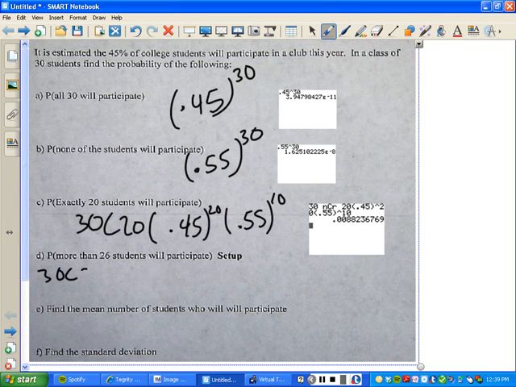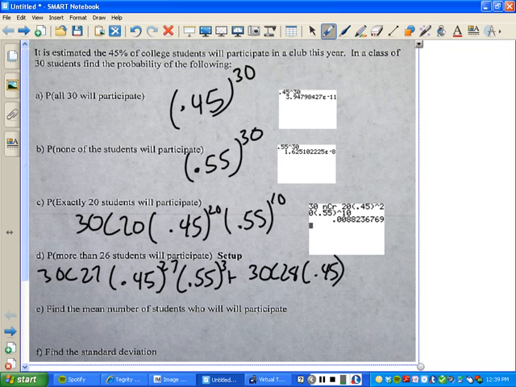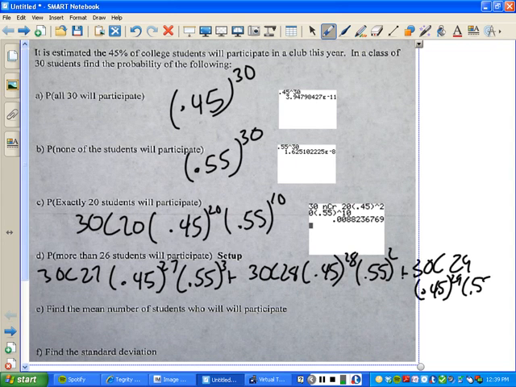30 choose 27, 0.45 to the 27th, 0.55 to the 3rd. 30 choose 28, 0.45 to the 28th, 0.55 to the 2nd. 30 choose 29, 0.45 to the 29th, 0.55 to the 1st, plus 0.45 to the 30th.